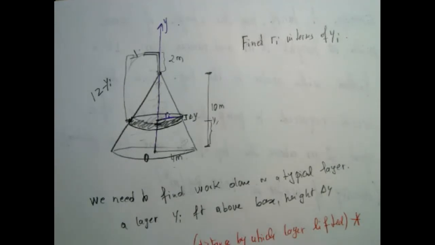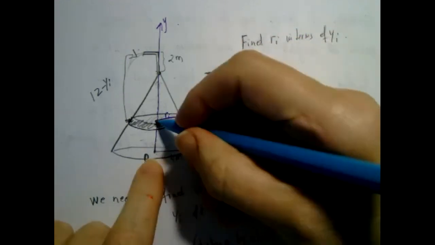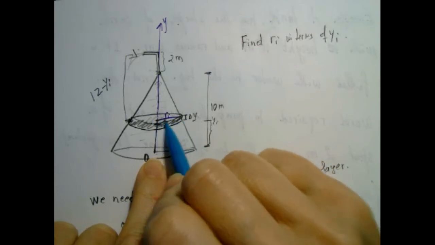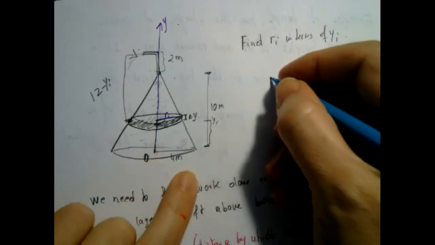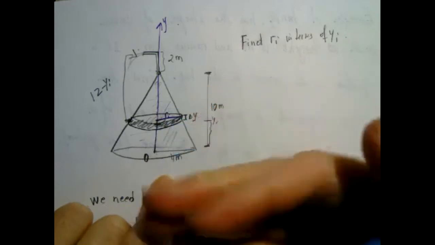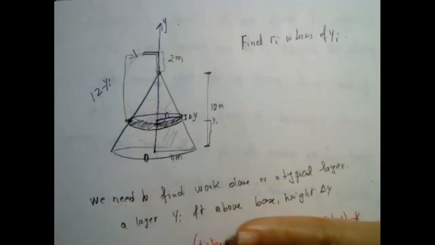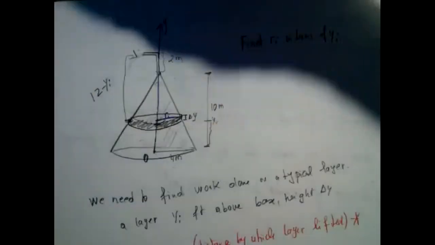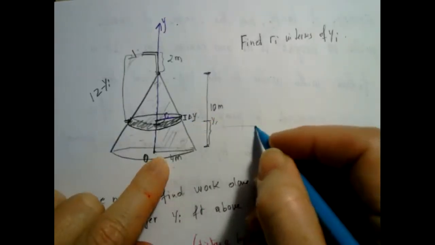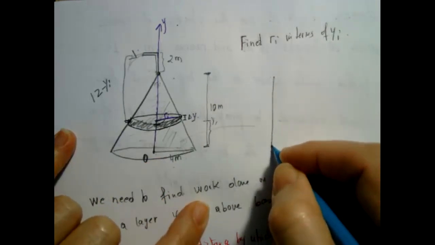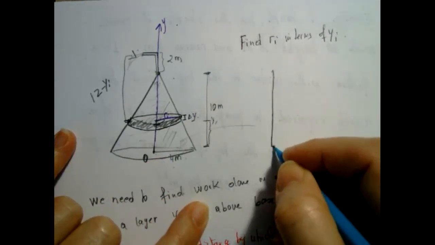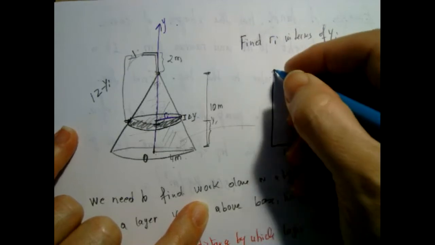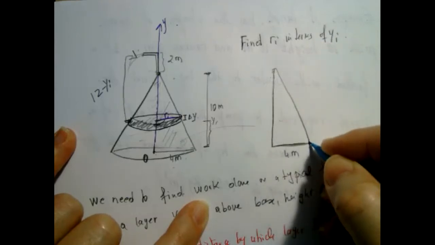Keep the picture in front of you. I want to see yi is from the base to here. This is my radius. And I need to find the radius in terms of yi. To help us focus, I'm going to take this rectangle. If you take a vertical slice and cut the cone right in the middle, you're going to get this rectangle. I'm going to reproduce it here to help us figure out the relationship.